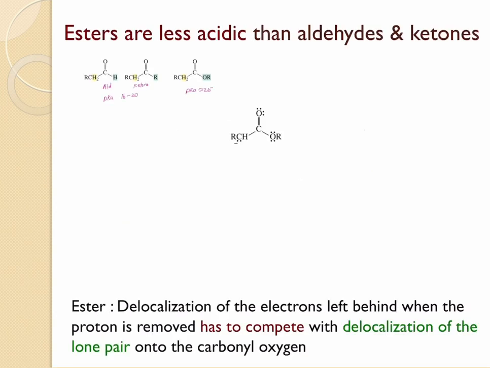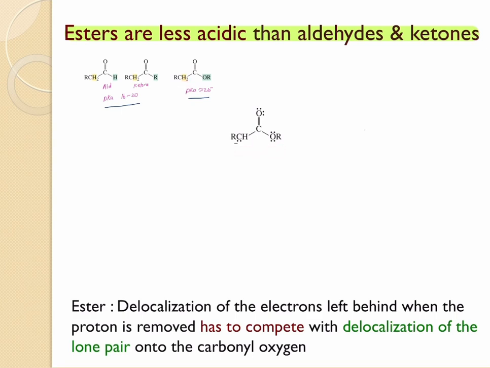When we were talking earlier, we said that aldehydes and ketones have a pKa value between 16 and 20, whereas in the case of esters, it's about 25. Now, what is the reason why esters are less acidic than aldehydes and ketones? Let's see what's going to happen to the conjugate base. Let's say that you're going to remove this hydrogen, that's going to result in this conjugate base.